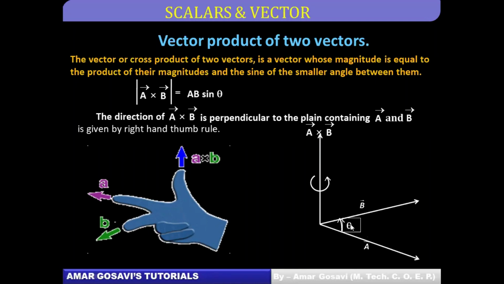So the outstretched thumb gives you the direction; this will be the direction of A bar cross B bar. Had it been B bar cross A bar, the arrow would have been exactly opposite, that is downwards. Therefore, it has a direction, and we say the vector product is a vector quantity, friends. Please make a note of it, and once you are done with it, please let me know so that we move forward.